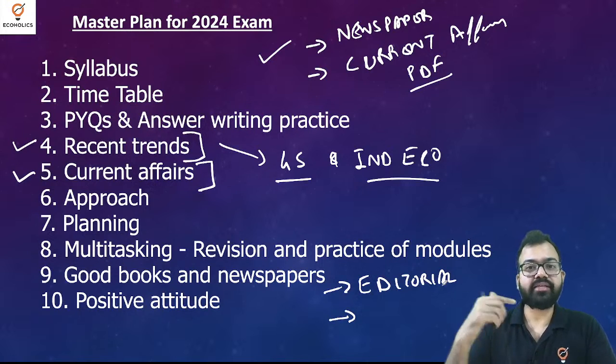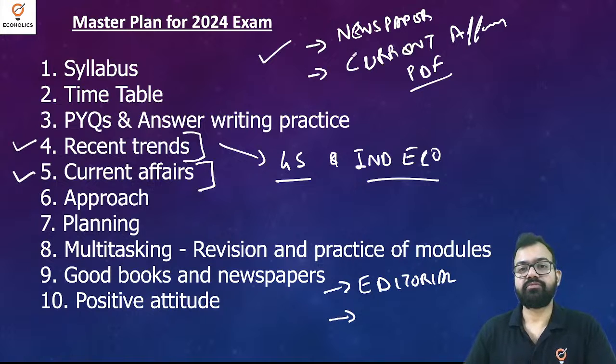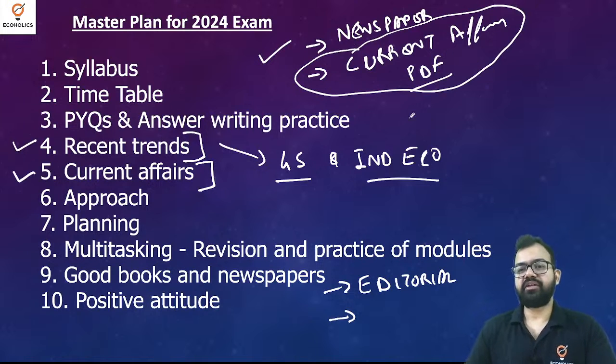So there are so many things that you have to deal with. Now you cannot read the newspaper for 2 hours, 3 hours. No. You have to finish the newspaper in a maximum of 60 minutes, or maybe we can go up to 90 minutes. That's it. Not beyond 90 minutes. So read the editorial, and then whatever the weekly developments happening, cover it from the current affairs PDF, because this is information.